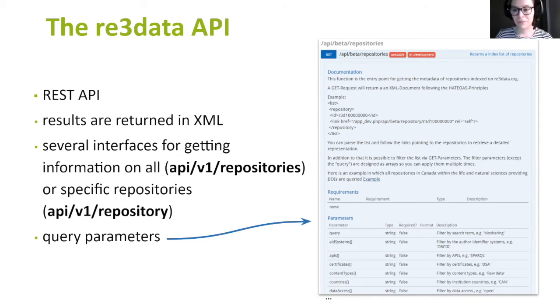So Rouven already gave you a pretty good impression of what information re3data holds. We actually make all of this data accessible via an API. It's a RESTful API that returns results in XML. And re3data provides several interfaces where you can get information either on specific repositories or on all indexed repositories. There is also an interface that offers query parameters where you can filter for values of selected metadata elements.